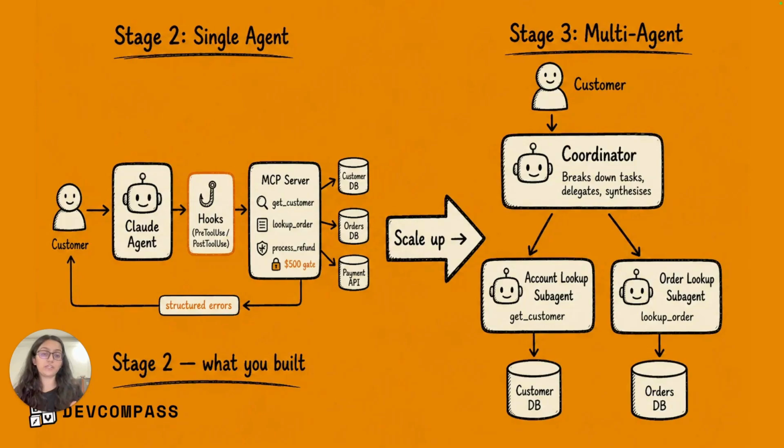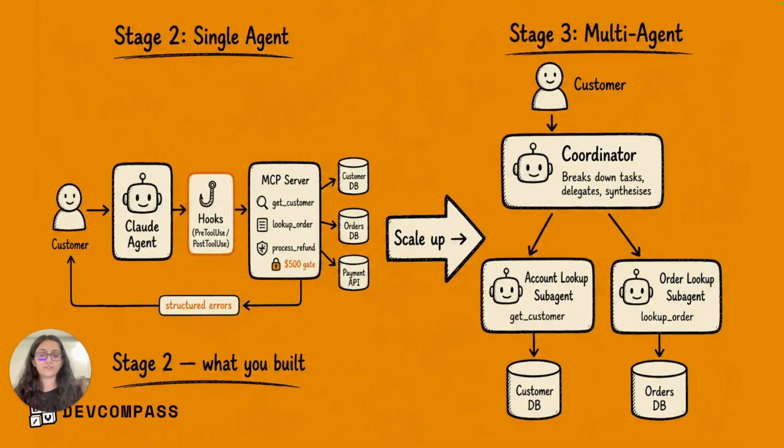Each sub-agent is its own Claude instance with its own context, its own tool set and its own focus job. The account lookup sub-agent handles get customer. The order lookup sub-agent handles lookup order. So each does one thing. The coordinator knows what each sub-agent does and orchestrates between them. This is the architecture that we're going to build in the stage 3 capstone project.